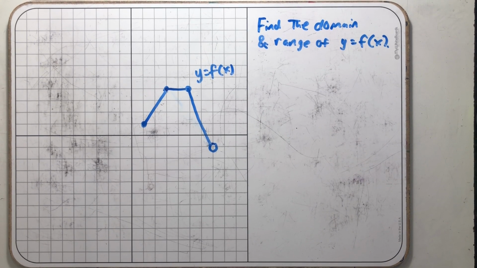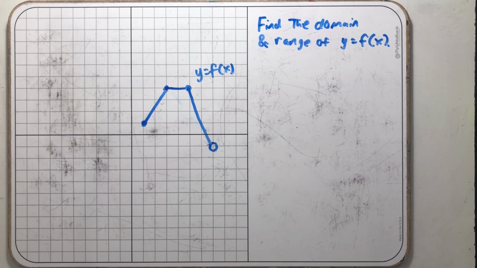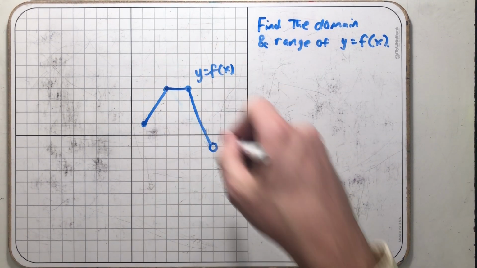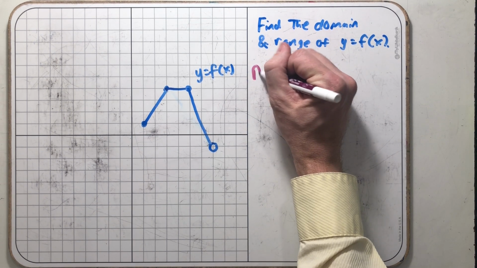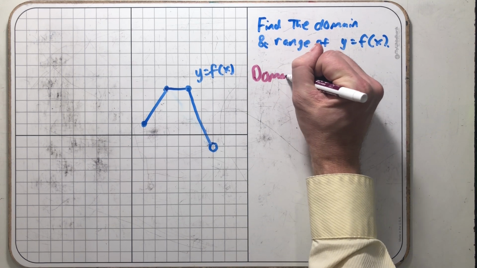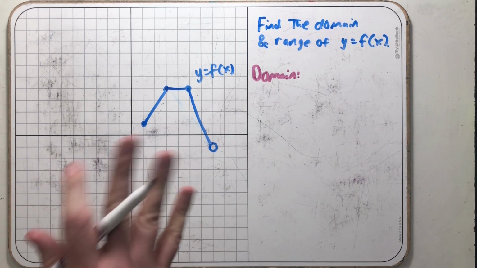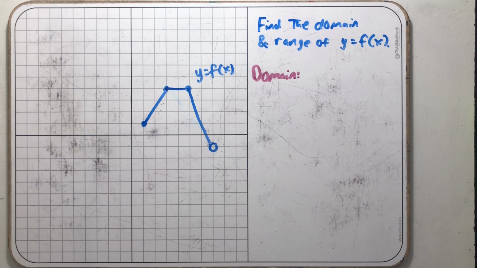In this video, I'd like to do 3 examples where we find the domain and range of a function given its graph. So here I see a function y equals f of x, and I've been asked to find its domain and its range. Well, when I think about the domain, what I want to think about are the x values that have outputs, right? That's what a function does.